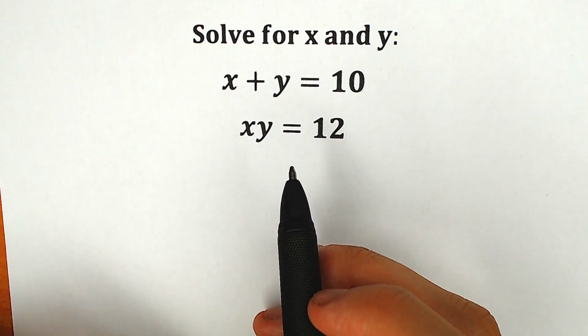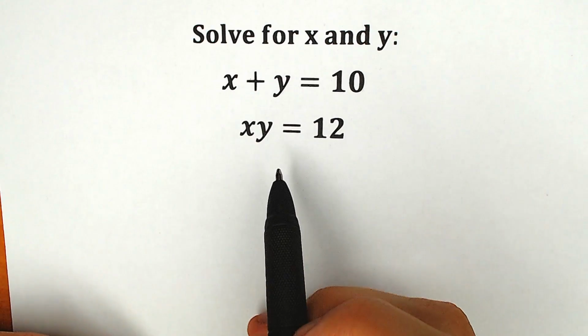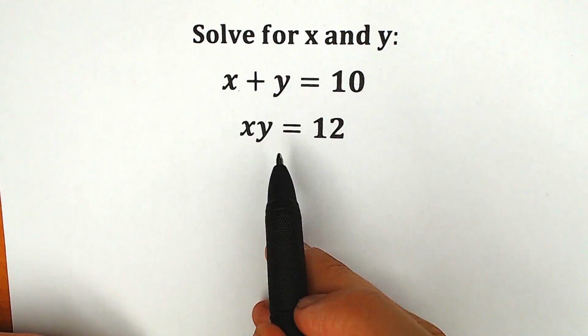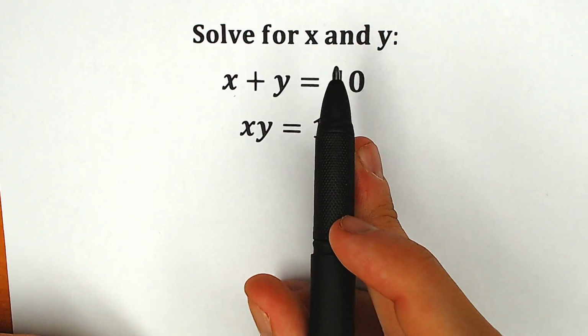Today we have a very interesting, quick and relaxing algebra question. We know that the sum x plus y equals 10 and the product xy equals 12, and we need to find x and y.